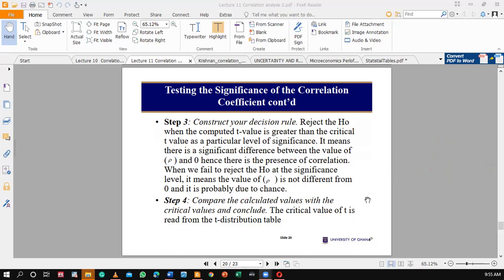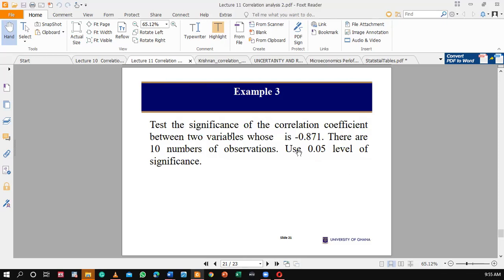So if we reject H0, then we say that there is a correlation between the variables in the population. Otherwise, if we fail to reject H0, then it means that there is no correlation between the variables in the population. Okay, so let's look at an example. We are assuming the correlation coefficient is minus 0.871, n is 10, and we have to use a 5% significance level. So how do we test the significance?